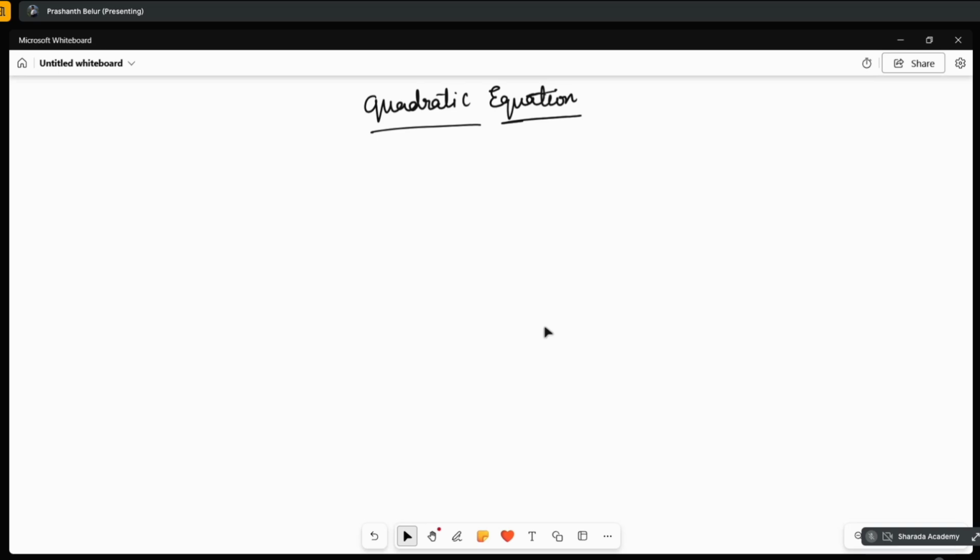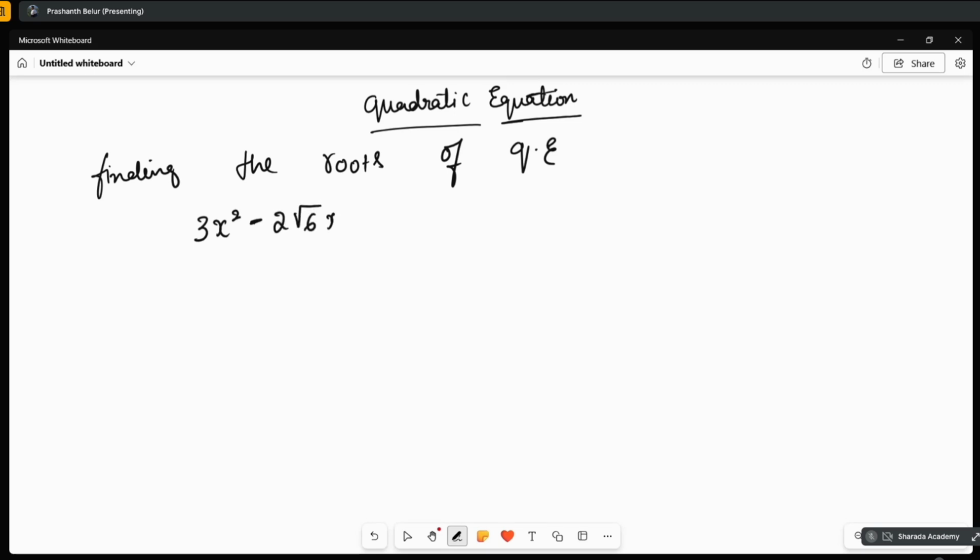Finding the roots of the quadratic equation. Okay. So what's the question? 3x square minus 2 root 6x plus 2 is equal to 0. So finding the roots of the quadratic equation 3x square minus 2 root 6x plus 2 is equal to 0. You have to find the roots of this quadratic equation.